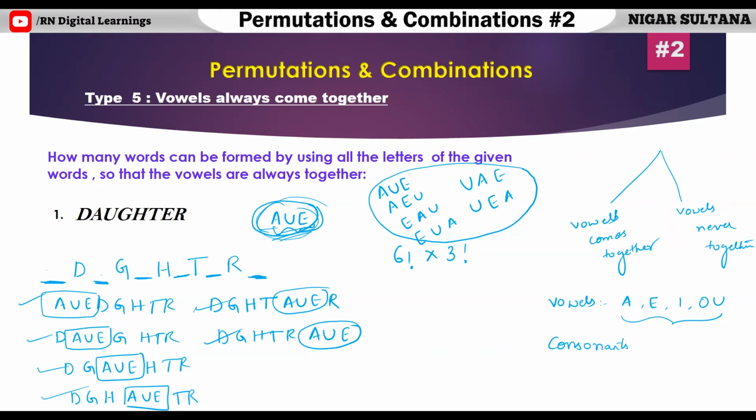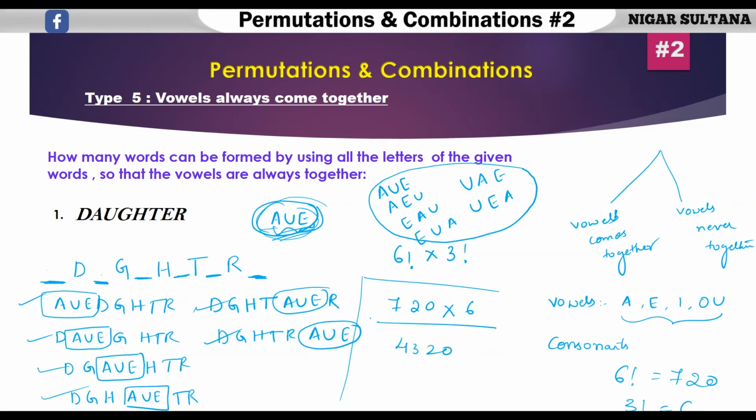Now this can be expanded. 6 factorial is how much? 6 factorial is 720 and 3 factorial is 6. So this can be written as 720 into 6, that is we get 4320. So this is the value for daughter, that is 4320 ways the letters of the word daughter can be arranged when the vowels are always together.